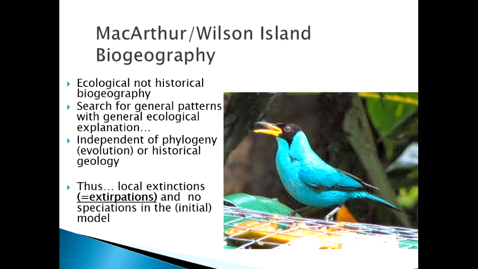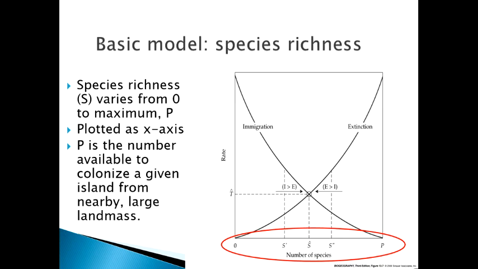I made a point last time of saying that MacArthur and Wilson, these two guys, came up with this very important theory that has guided a lot of our ideas on islands ever since. And so let's look at it. They set this up as a simple graphic problem with a solution. So the basic model for species richness: species richness is plotted on the x-axis there. Notice if you go from left to right, you go from 0 species, which is the minimum, nothing, to P, which they list as the maximum number of species on a given island.